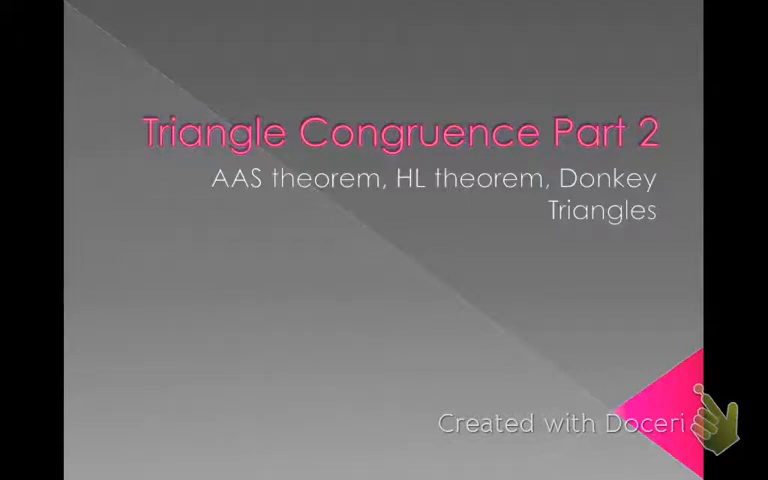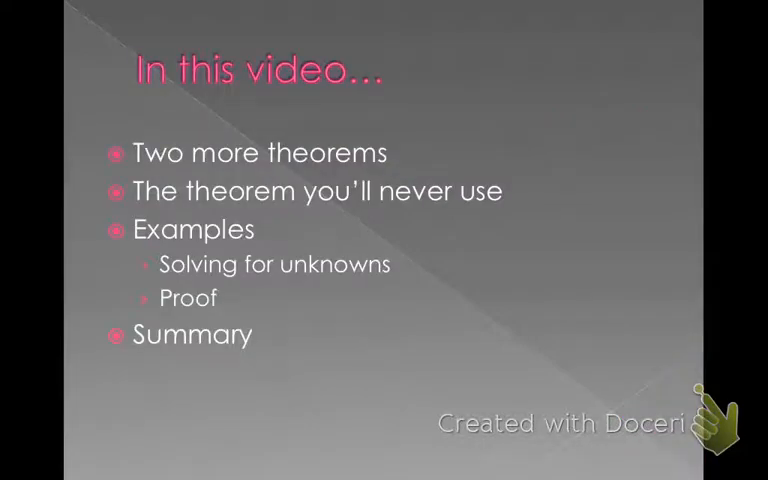Alright, so this is triangle congruence part 2. We're going to learn 2 new theorems and then one that is never ever ever a theorem. And then we'll do some examples. So 2 theorems, the one you'll never use, examples for solving for unknowns, and an example proof.